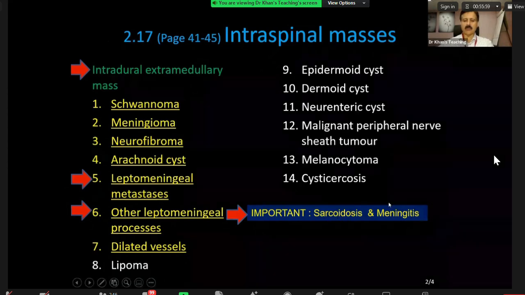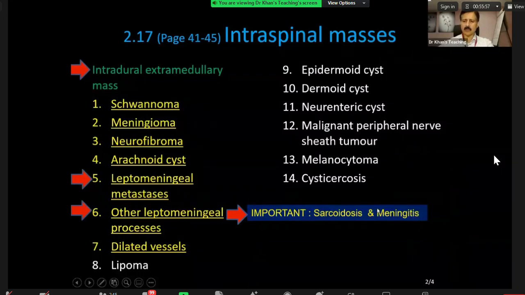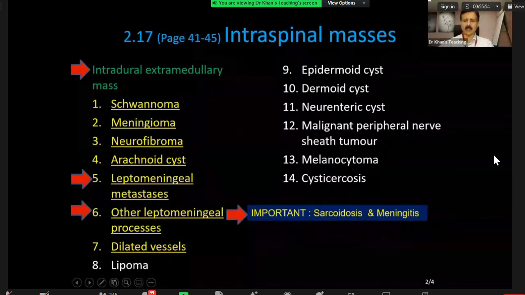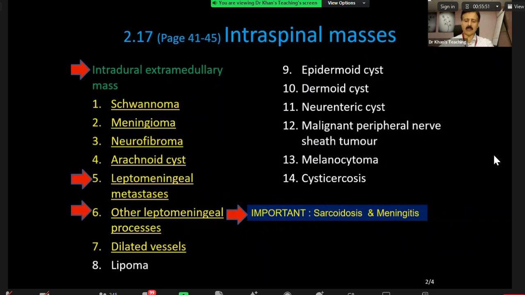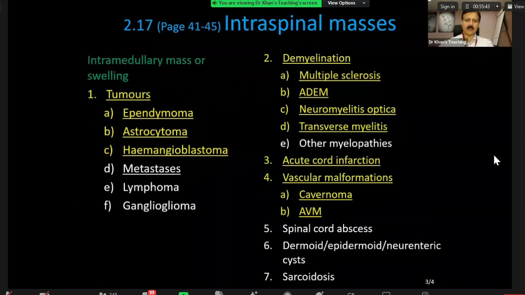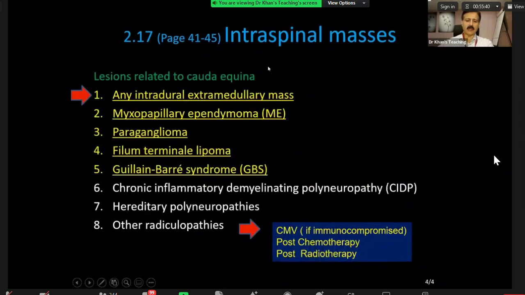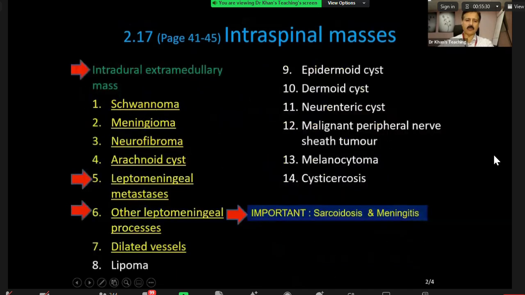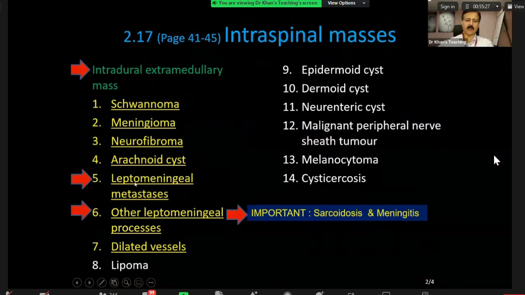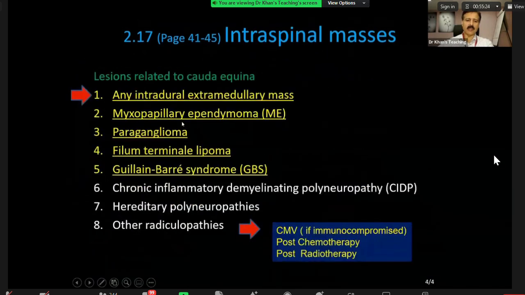So meningitis of any type, for example, it can be viral meningitis, it can be tuberculous, it can be pyogenic, there will be enhancement of the nerve roots, etc. So then if you go here, lesions related to Cauda equina, look at the first one, any intradural extramedullary mass, these two. And with that, add a few tumors like myxopapillary ependymoma.